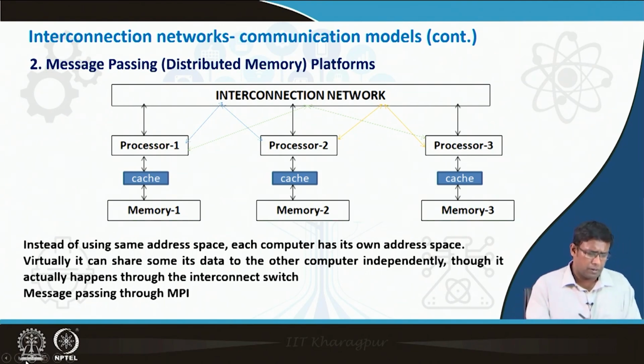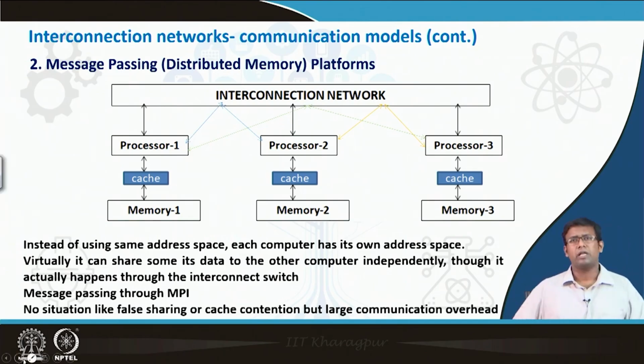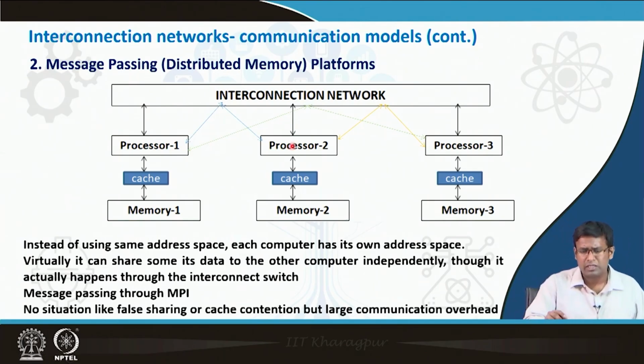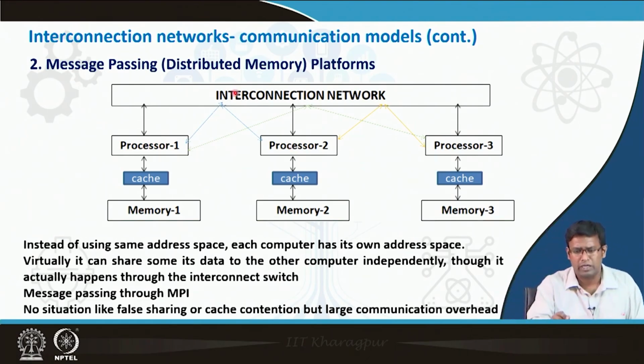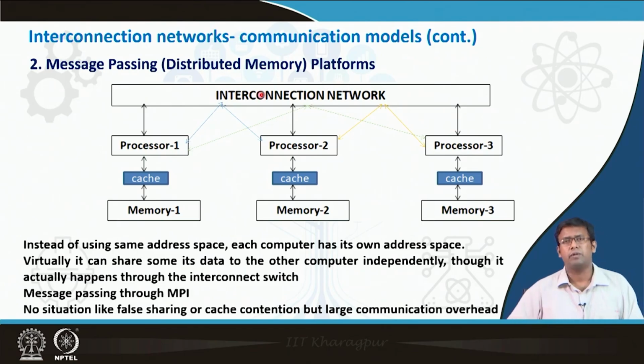So, no situation like false sharing or cache coherence is there, but as all the processors have different memory and a substantial amount of data from one processor to another has to be moved through the interconnection network, there can be large communication overhead. In our next discussion, we will look into these things in detail, and we will try to understand what communication overhead is and what challenges it poses to a parallel computing application.